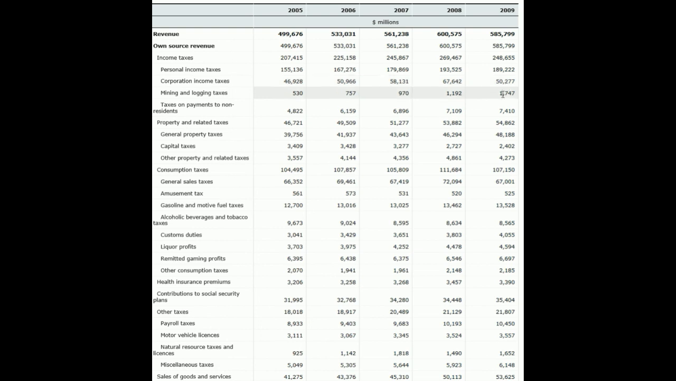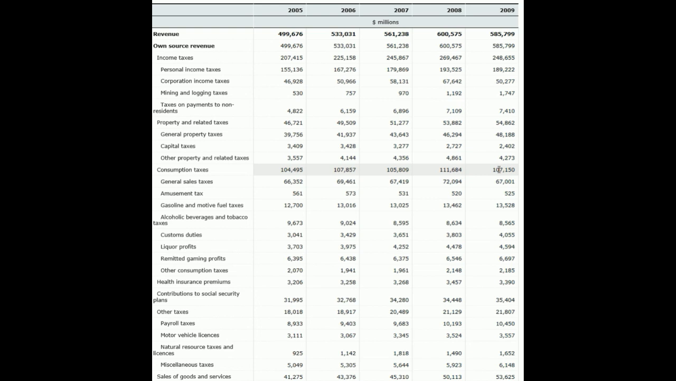Now look, mining and lodging taxes, you see that? They only charged them $1,747 million. That's not too fair, is it? We'll talk more about that as this video goes on. So again, property taxes, you own a piece of property, your house taxes, general property taxes, they collected $48 billion, $188 million off the individuals.